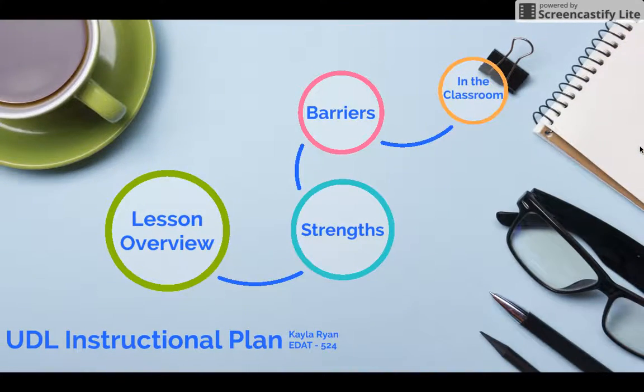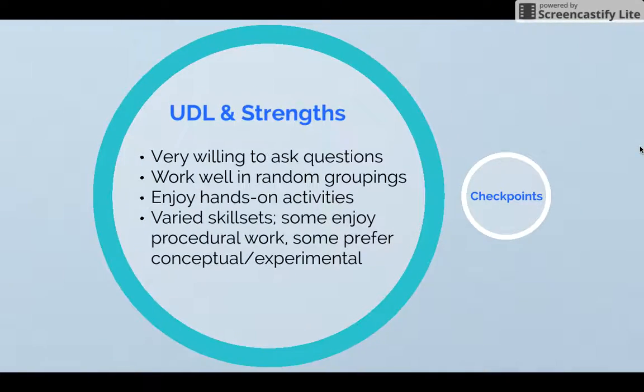To plan with UDL, you always want to think about your students' strengths. In this particular class, the students are very willing to ask questions, whether it's of each other or me. They work well in random grouping so that they can be tossed together and work well with whoever they're seated with. They enjoy hands-on activities, and they do have varied skill sets. Some prefer procedural work, and some prefer the big idea, big picture, more conceptual or experimental activities.